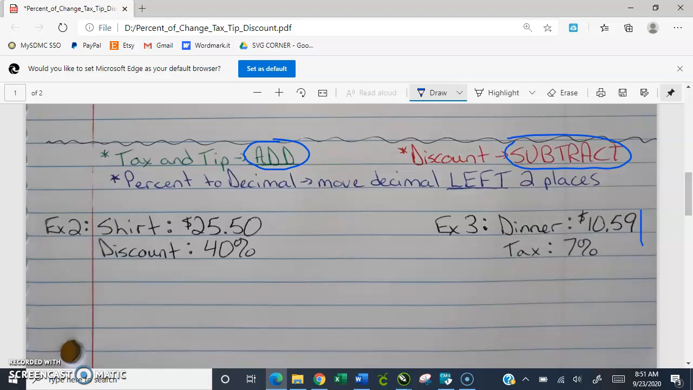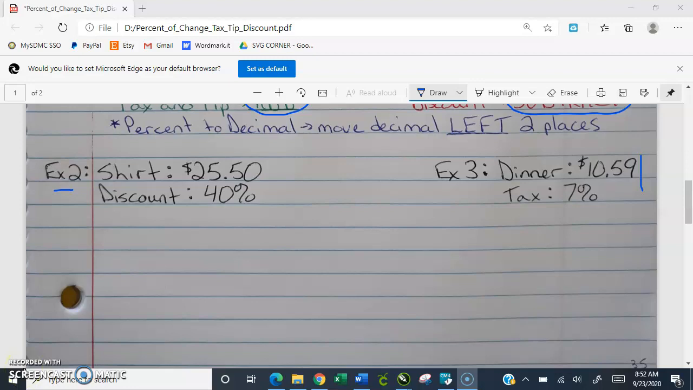So example number 2 says, the shirt costs $25.50. That's the original price. It has a discount of 40%. So what we want to do is turn our percentage into a decimal. Again, we have to move the decimal 2 spots to the left. The percentage sign really is the decimal. So now we want to multiply.